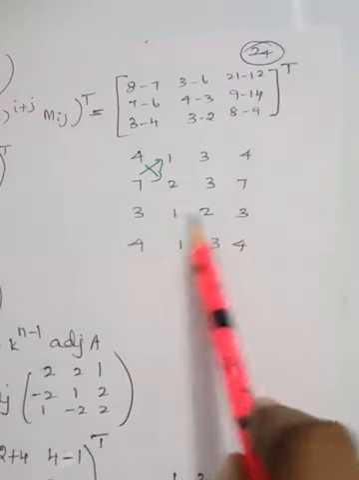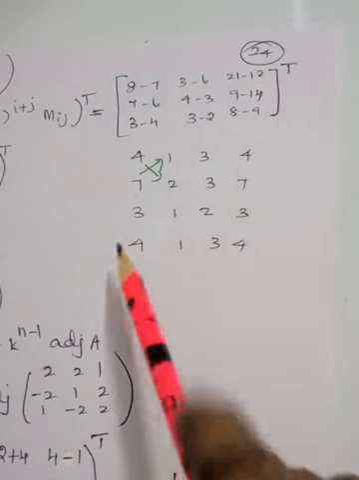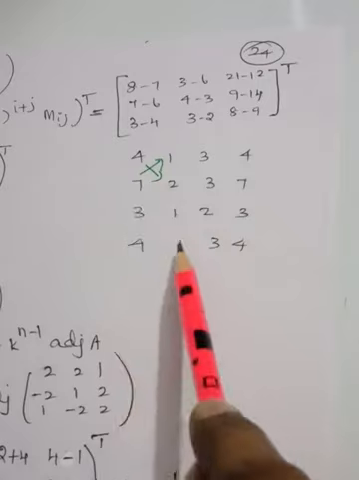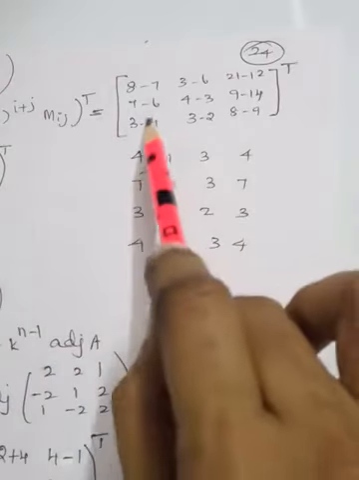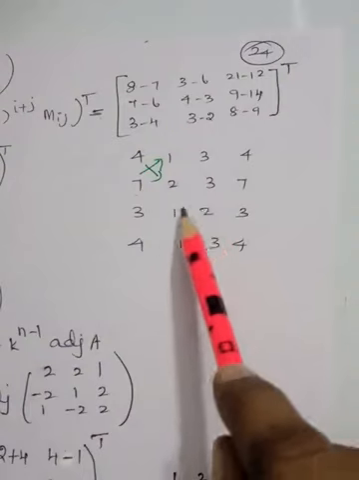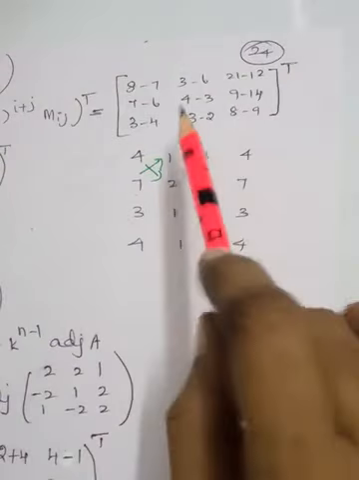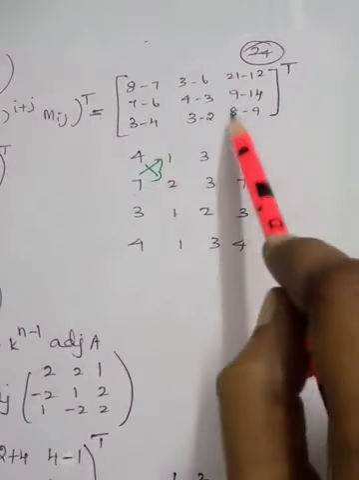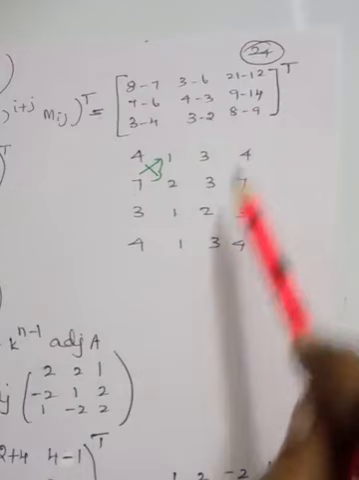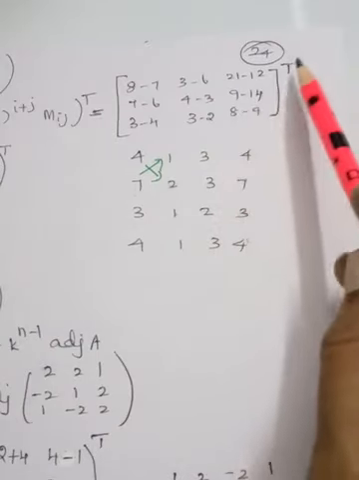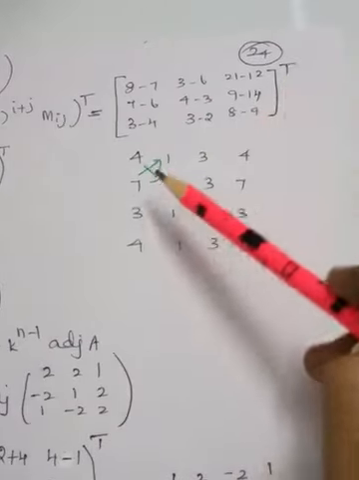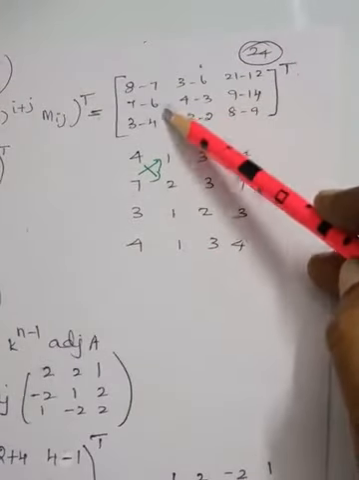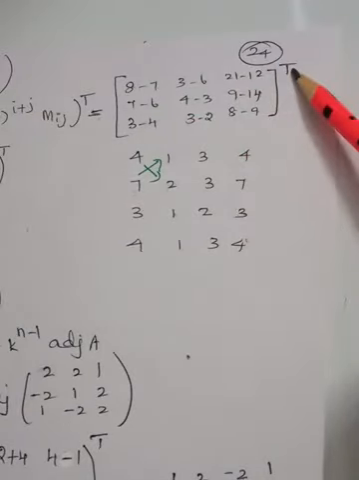We are moving to the third row and fourth row. Then consider the first 4 elements. 3 into 1 is 3, 1 into 4 is 4, so 3 minus 4. Then 1 into 3 is 3, formula is minus, 2 into 1 is 2. Then 2 into 4 is 8, formula is minus, 3 into 3 is 9, so 8 minus 9. But you have to take a transpose. By using this rough work, the calculation you are doing is called the signed minor. You have to take a transpose, that is called your adjoint.